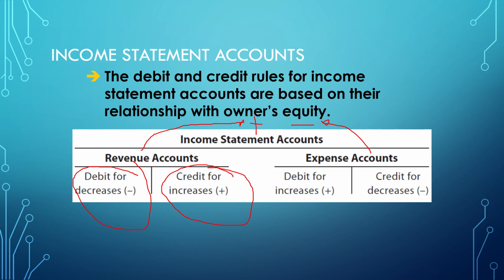Now, we know that expense reduces the owner's equity. So it is opposite of the owner's equity, right? Therefore, it will have an opposite normal side and increased side. So if owner's equity is normally on the credit side, expense would normally be on the opposite side, the debit, and will increase on the debit side. And since it increased on the debit side, it will decrease on the opposite side, the credit. So they have opposite sign with the owner's equity.